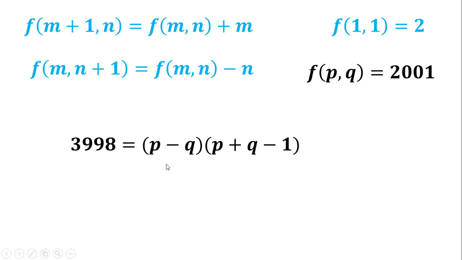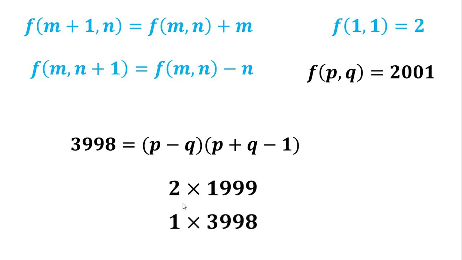Now we're looking for two natural numbers whose product equals 3998. We need to find the divisors of 3998. They are 2, 1999 and 1 and 3998. At the next step, we can put p minus q equals 2 and p plus q minus 1 equals 1999. Once again, we can put p minus q equals 1 and p plus q minus 1 equals 3998.